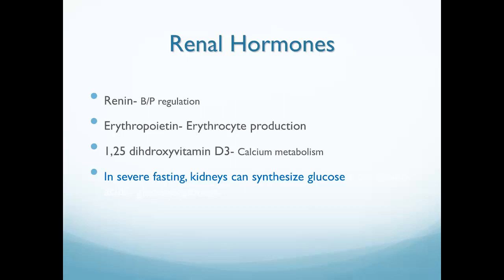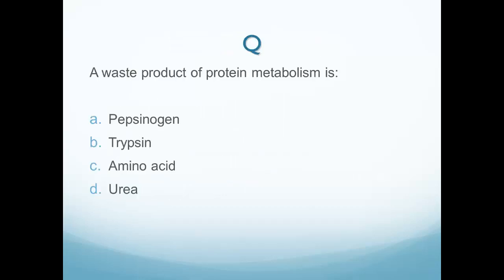In severe fasting, kidneys can also synthesize glucose. Not a normal function of the kidney, but the kidney can kick in when we need it in order to make glucose. Remember that the brain is totally dependent upon glucose. The brain cannot live without glucose, so we need to have glucose constantly in the body. And the kidneys can kick in and help out with that in a severe fasting.